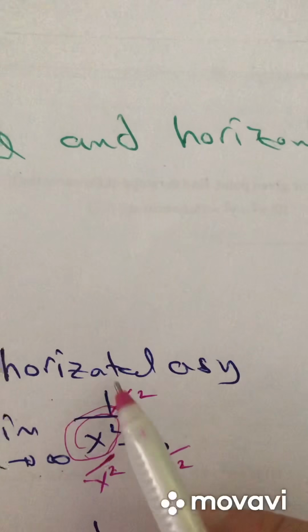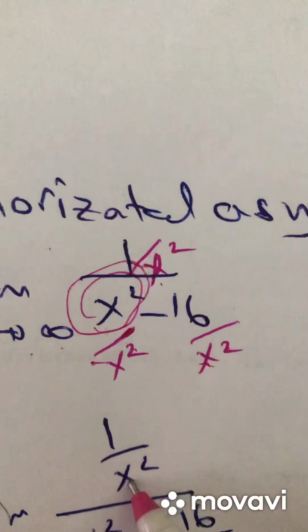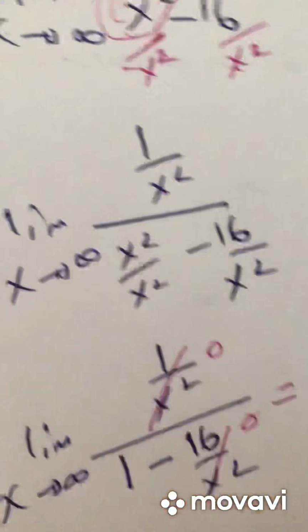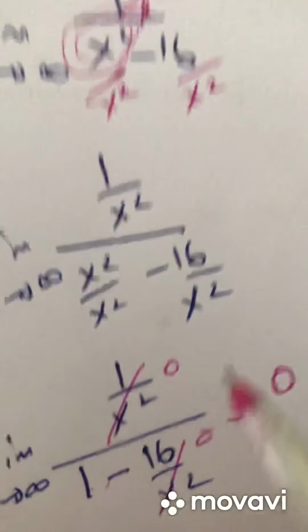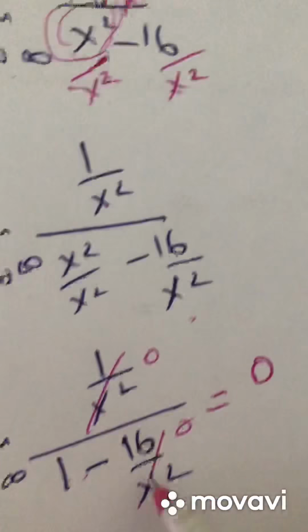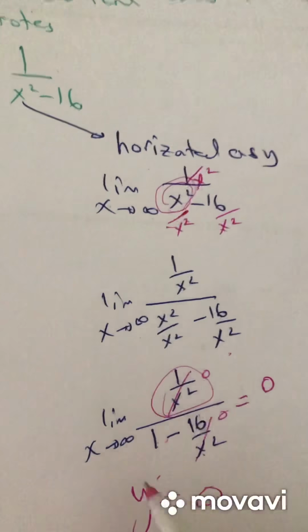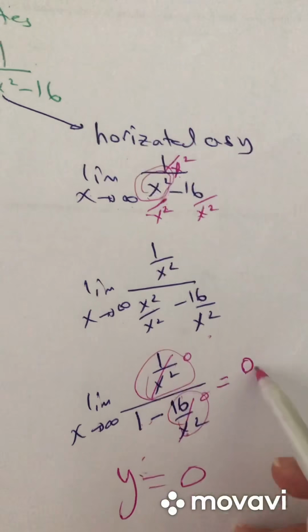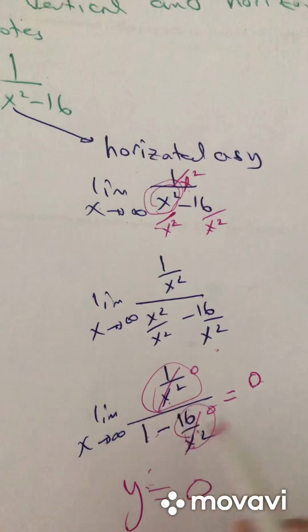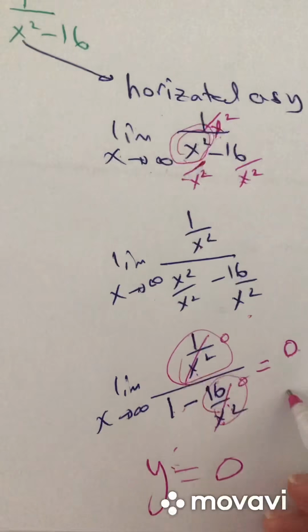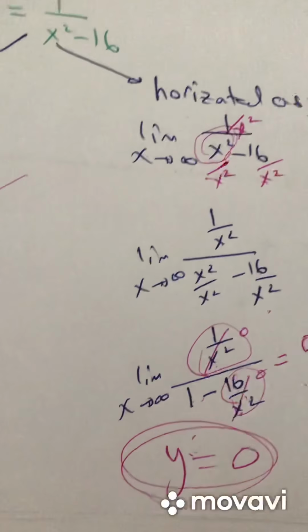Now, when I simplify this one, it will be 1 over x squared. When I simplify x squared over x squared, it will be 1. 16 over x squared cannot be simplified, so I will leave it as it is. The limit of this is 0. The limit of this is also 0. Once you see an x in the denominator and a constant on top, directly it's 0. So 0 over 1, so the horizontal line is y equals 0.